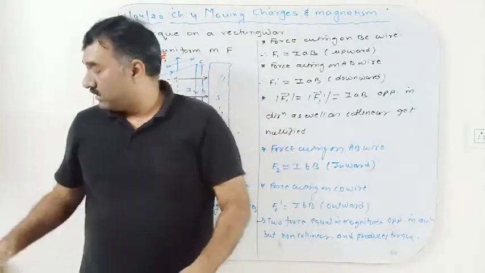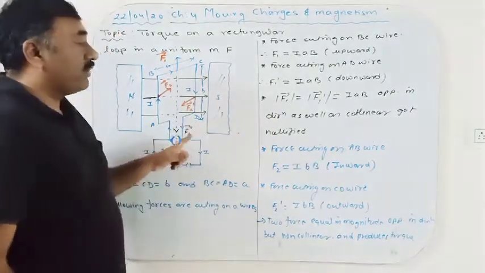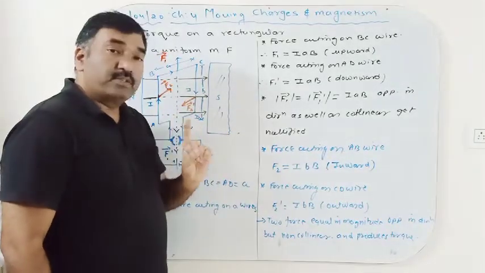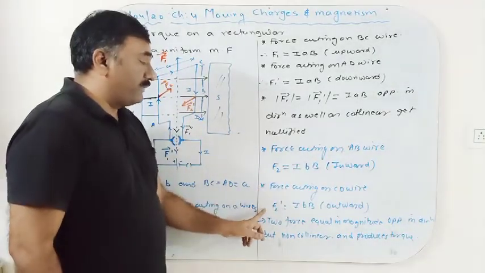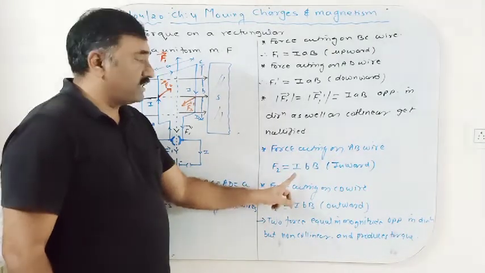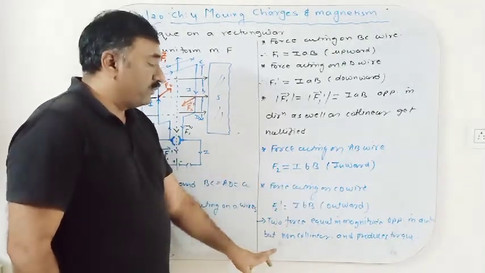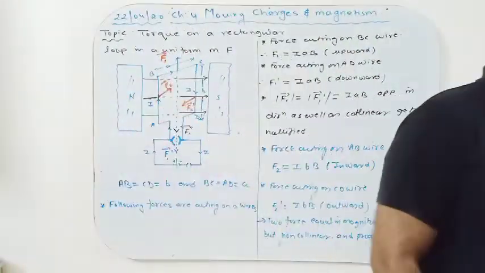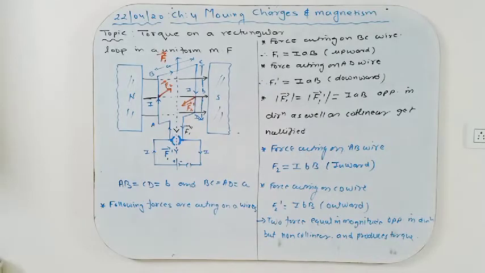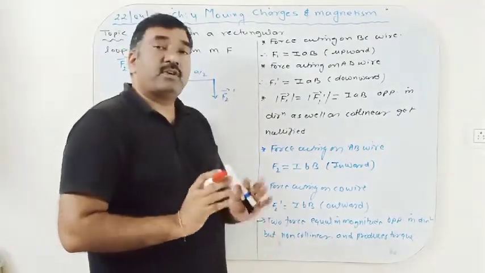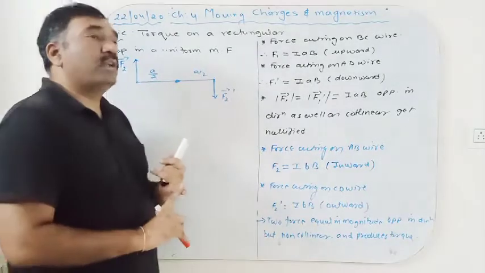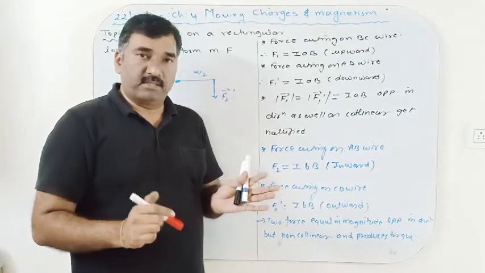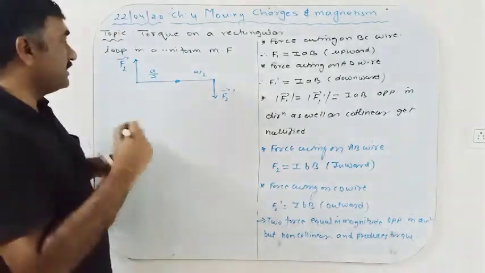In the same manner, when a rectangular coil is placed in a uniform magnetic field, it experiences torque. And who produces the torque? These two forces, F2 and F2 dash, and the magnitude of these two forces is IBB. These two forces are equal in magnitude and opposite in direction. For the calculation of the torque, we know the formula for a couple: the magnitude of either force multiplied by the perpendicular distance. Now we take the same concept.